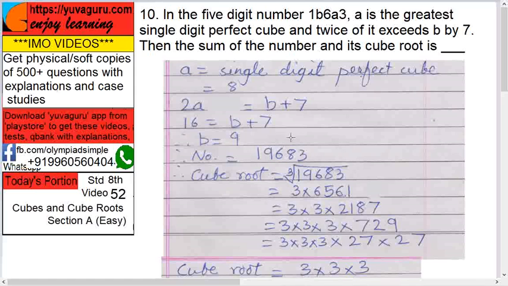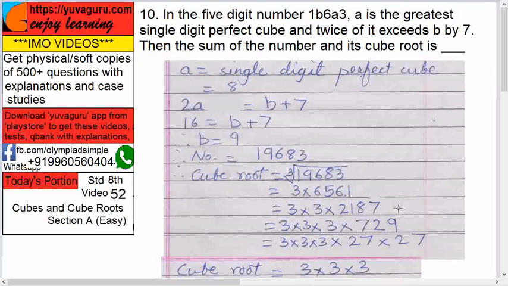So the number you have got. Now we want the cube root. Cube root, how to find it? Don't use that division method. That is for square root. Use factorization. So 3 into 6561. Then 3 into 3 into 2187. 3 into 3 into 3 into 729.